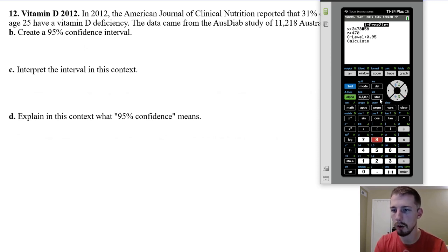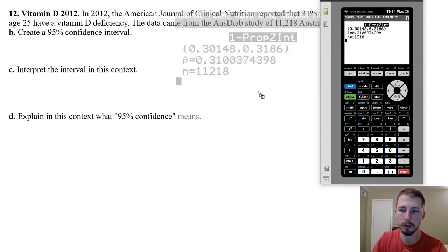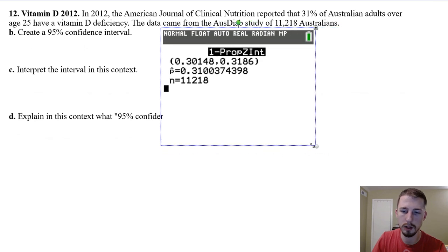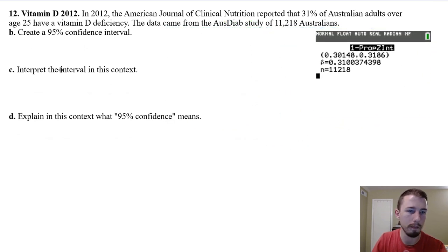All right, so I'm going to round it up, and then the total number was out of 11,218, 95% confidence, so hit calculate. So I'm just going to copy that down. It's kind of fun because I can do that so you can still see what was on the screen even though I took it away. All right, so create a 95% confidence interval. There we go. It's just between those two, and I did a little bit of rounding. Always state what your confidence level is. That's just good stats. Interpret the interval in its context.